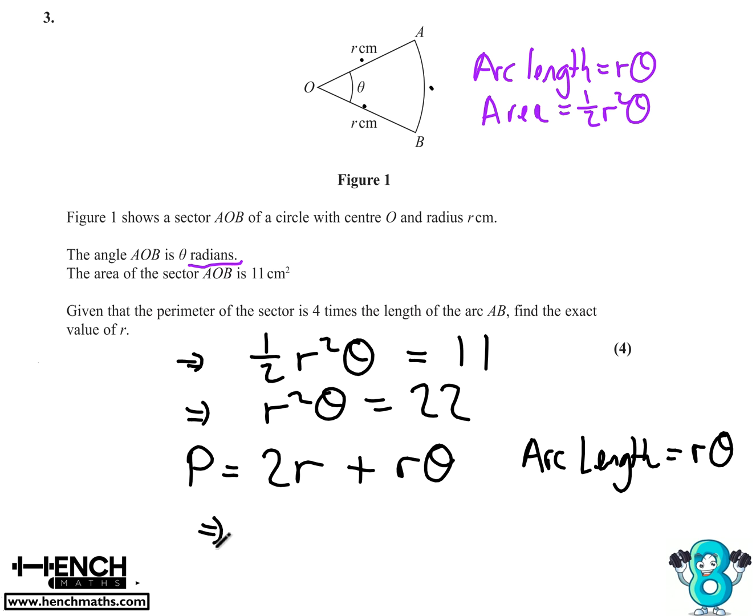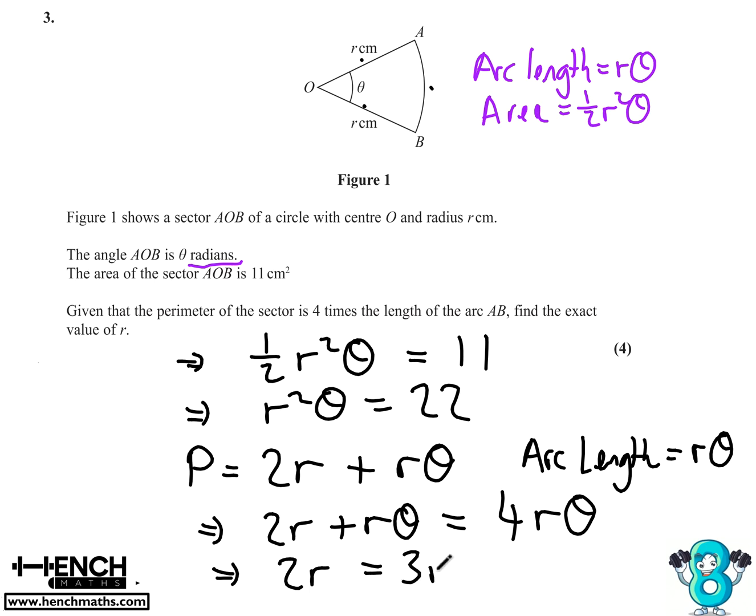So it says the perimeter is 4 times the arc length. So we can make an equation. 2R plus R theta must be the same as 4 multiplied by the arc length, so 4R theta. From this, we can say that 2R is equal to 3R theta. We can actually cancel out the R's here, and we get that theta is equal to 2/3.